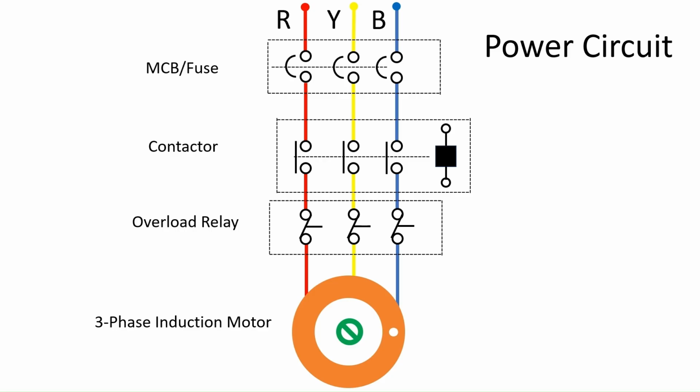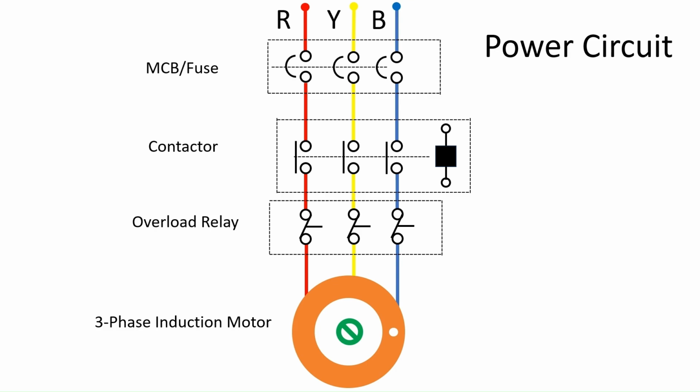Contactor is a switch which is controlled by an electromagnet. Its three main contacts close when the contactor coil is energized to allow power to flow to the motor. Overload relay is placed in series with the motor. It protects the motor from overcurrent. It can be a thermal overload relay, which trips when excessive current hits the motor winding to a dangerous level. Motor is the final component connected to the output of the overload relay.